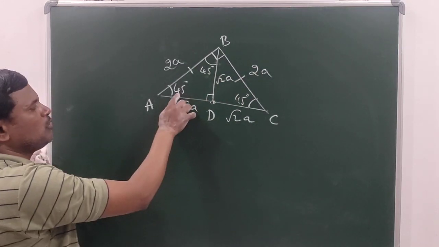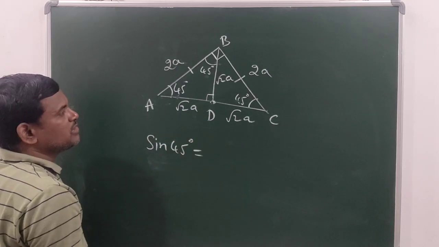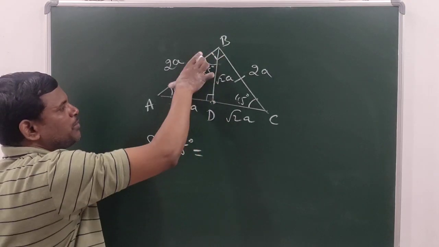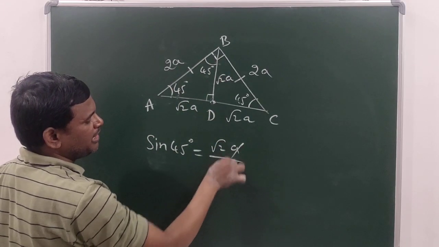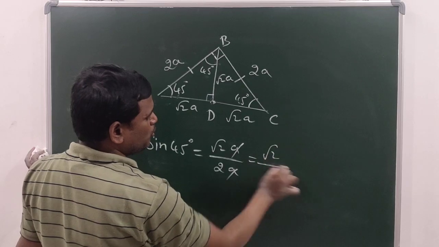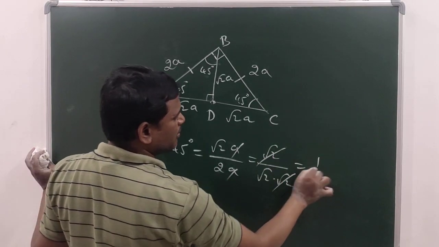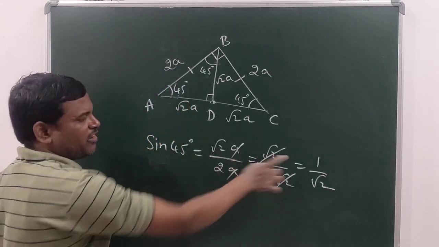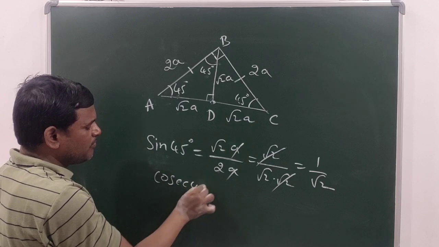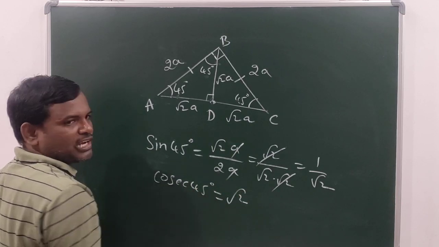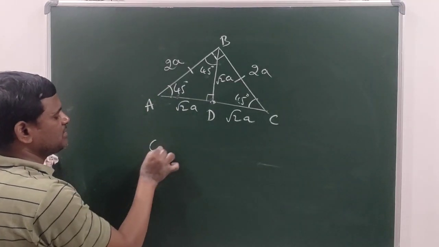Now let us go to here and define sin 45. Sin 45 is opposite by hypotenuse, root 2a by 2a. A cancels. Now root 2 by 2, and 2 can be written as root 2 into root 2. Both cancel, 1 by root 2. Sin 45 is 1 by root 2, and whose reciprocal, cosec 45, is root 2 you will get. Similarly, cos 45 degrees.